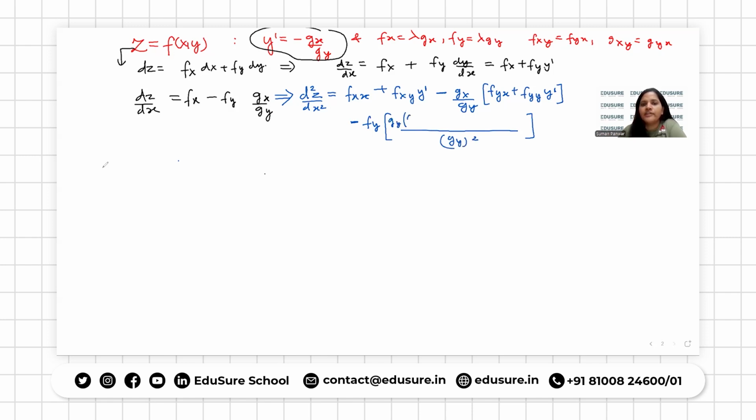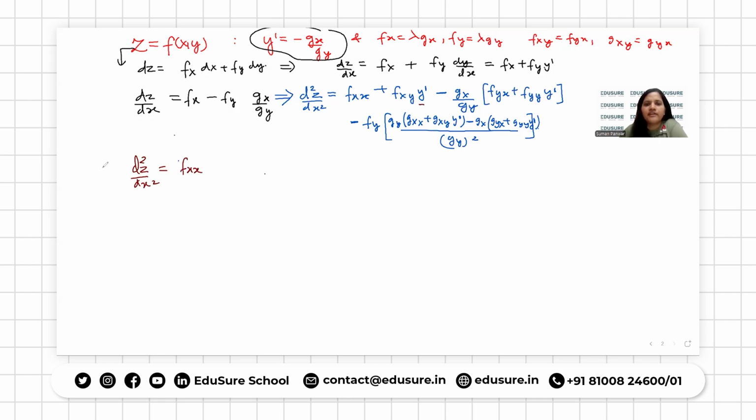the derivative of gx, that is gxx plus gxy y dash. Now we will have gx times the derivative of gy, so we will have gyx plus gyy y dash. So that is what we are going to have. So let us try to simplify what we have written. So d square z by dx squared will be fxx.